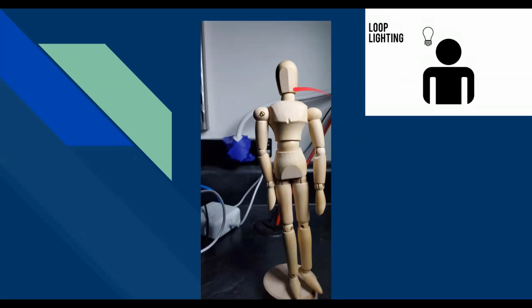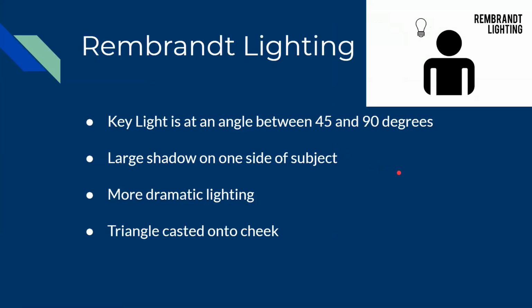Okay, so we were on loop lighting. The next lighting that we've got here is Rembrandt lighting. Now, Rembrandt lighting is probably one of my favorites because it's probably the more dramatic. It's when we really start to get into the more dramatic looking light styles.